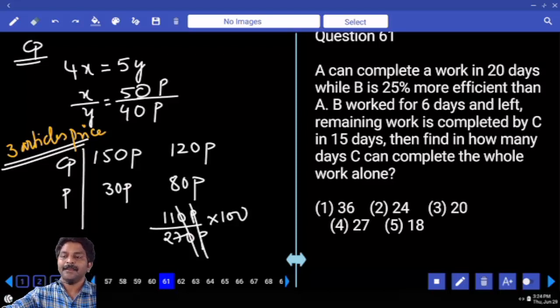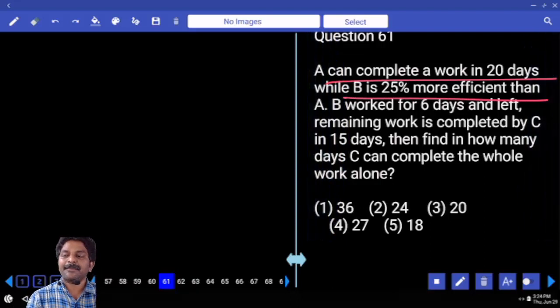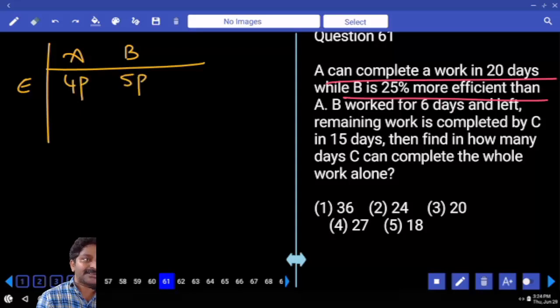Now, A can complete the work in 20 days. That's okay. B is 25% more efficient than A. 25% is 1 by 4, B compared with respect to A. 1 by 4. What is the denominator? 4. That means the efficiency of A is equal to 4 parts. B's efficiency is 5 parts. Correct?